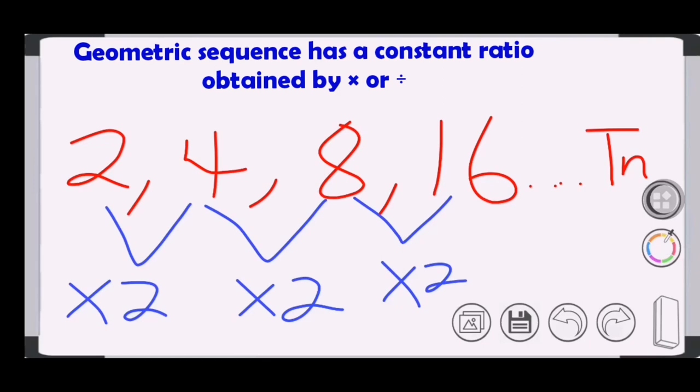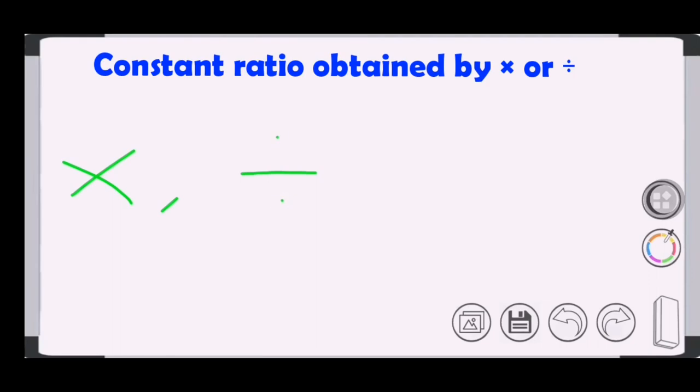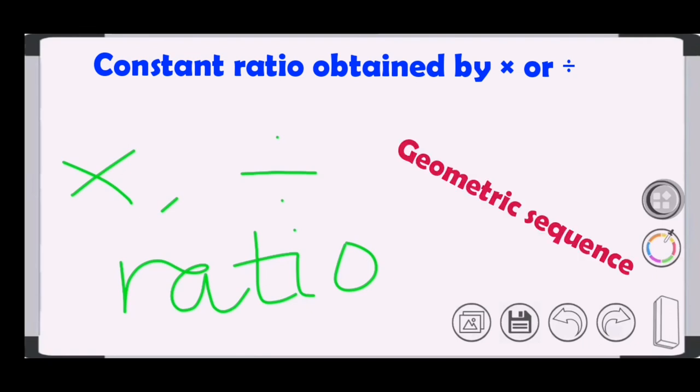So since we have multiplication, then we have what we call the constant ratio. This time it's not a common difference. In multiplication and division, we have what we call the constant ratio. So it's a ratio, and this is called a geometric sequence. Why is it a geometric sequence? It is a geometric sequence because we get the next term by multiplying or by dividing.